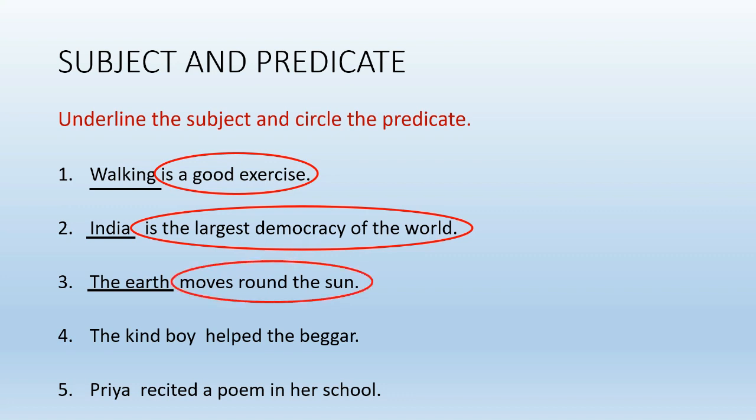The kind boy helped the beggar. So the kind boy is the subject as we are talking about a person. Helped the beggar is the predicate. Priya recited a poem in her school. So here Priya is the name of the person. So it is the subject, and recited a poem in her school is the predicate.